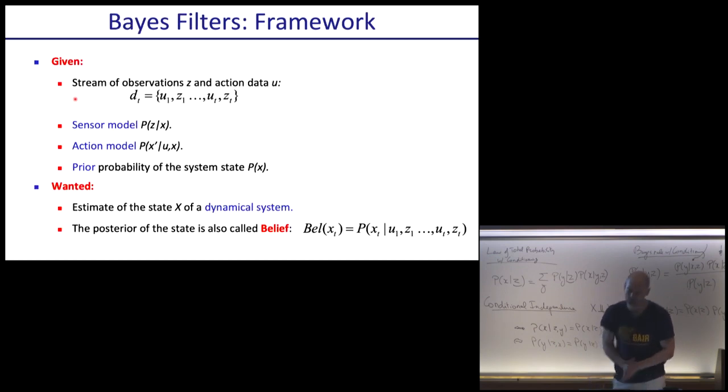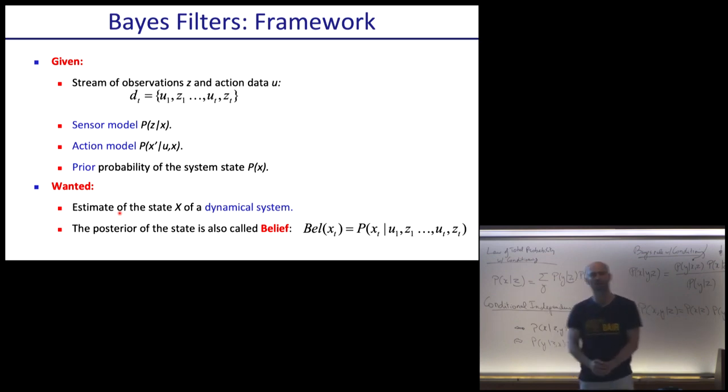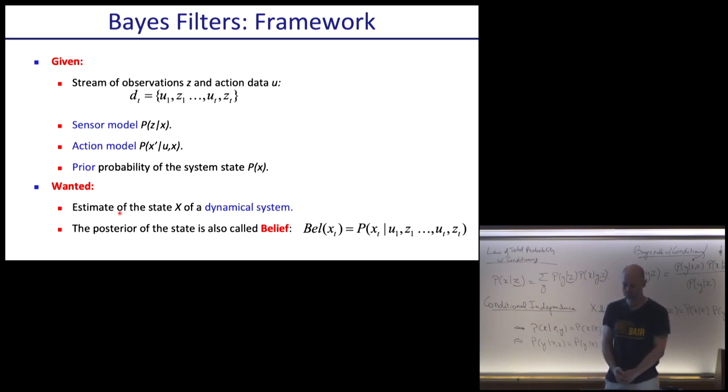Now, in Bayes filters, the framework is that we get a stream of actions and observations. We have a sensory model, an action model or dynamics model, and a prior distribution for where the state of the system is starting from. So these are our givens. What we want is an estimate of the state of the system at all times. So we want to keep a running estimate, a distribution over possible states, for each time t.